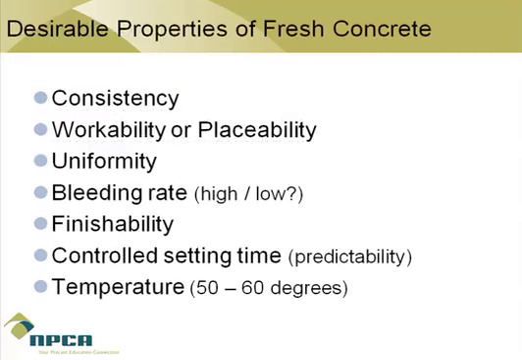Throughout this course, we'll be referring to concrete in two basic stages: fresh, meaning it has been mixed and batched and is still workable. Hardened means the concrete has achieved initial set and can no longer be modified. First, let's start with the desirable properties of fresh concrete. What are things that we're interested in? We're interested in consistency, workability, and uniformity. And we'll talk a little bit about bleeding rate as well as finishability. We'll discuss controlled setting times and then look into temperature.